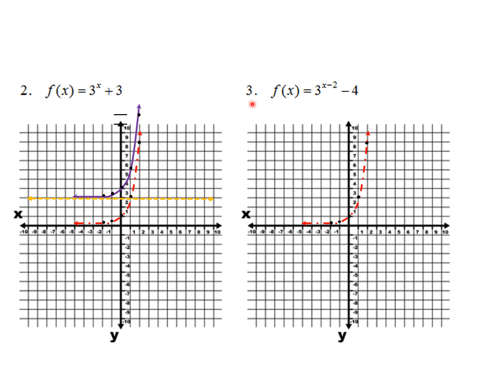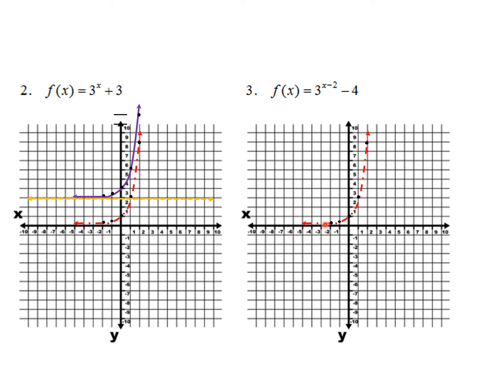Take a look at number 3 before you get to graphing. What do you notice that's different? Well, next to the x, I have x minus 2. So there's going to be some type of shift right or left. And here we have minus 4 outside of the exponent. So it's going to do something. It's either going to go up or down. What do you think? Hopefully you said down.